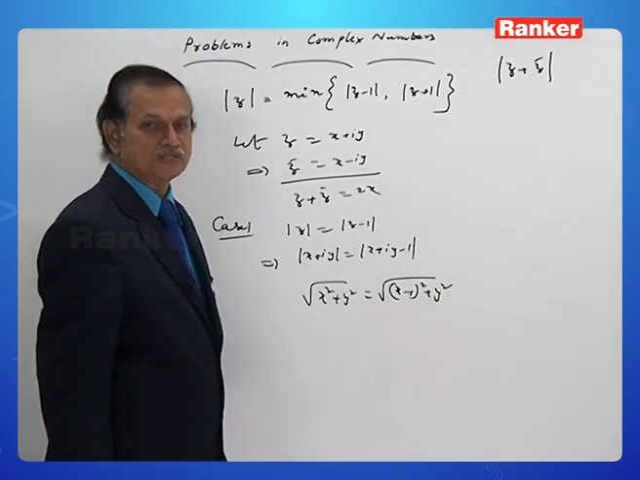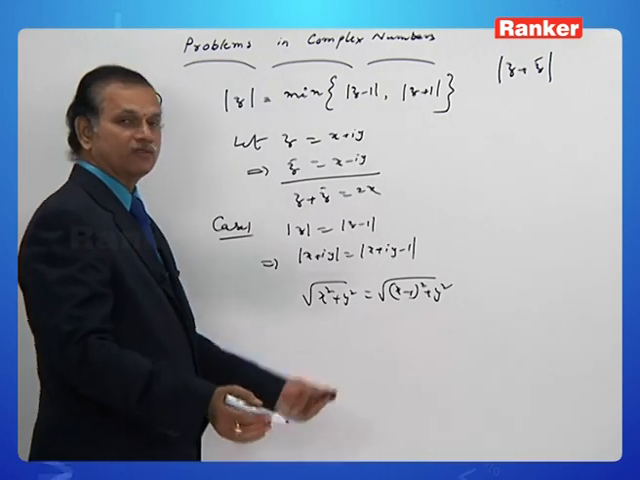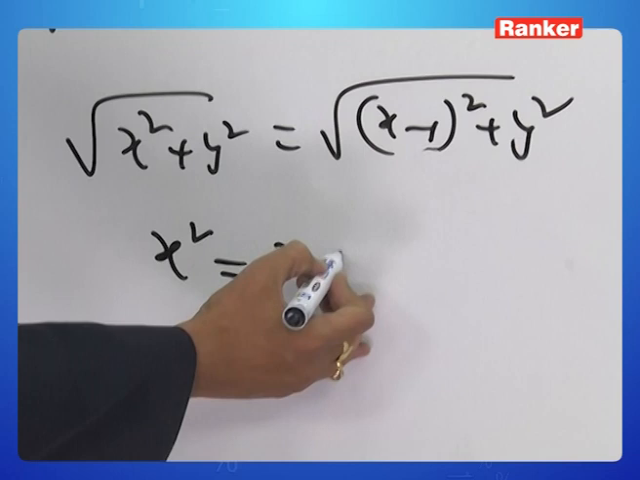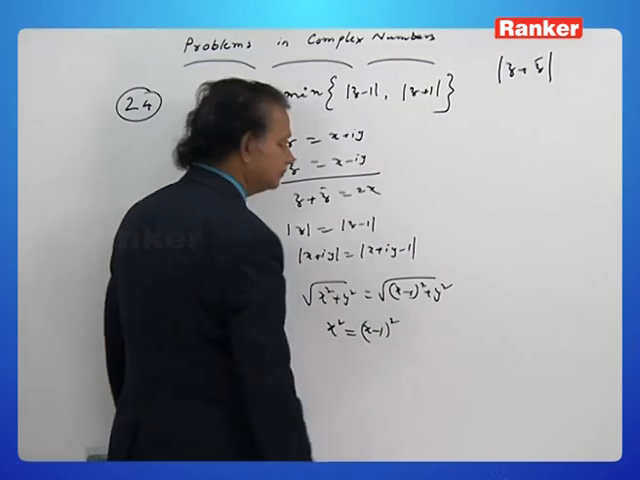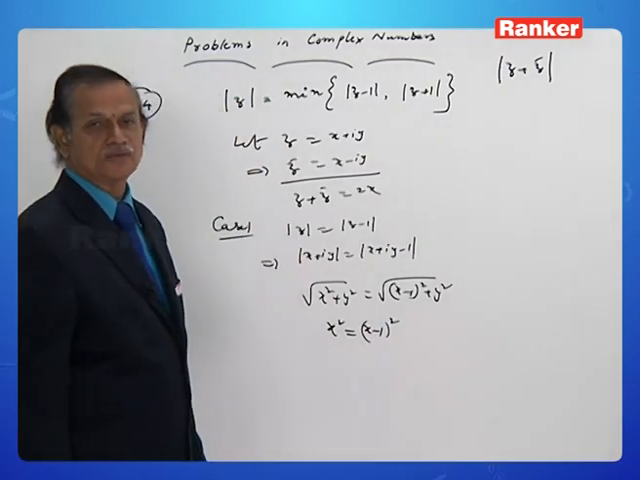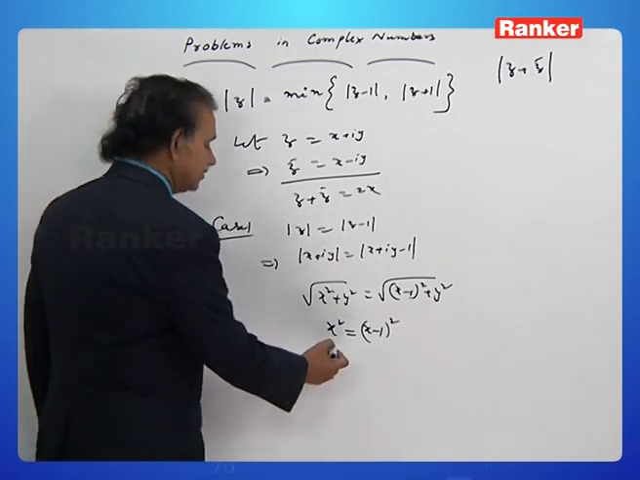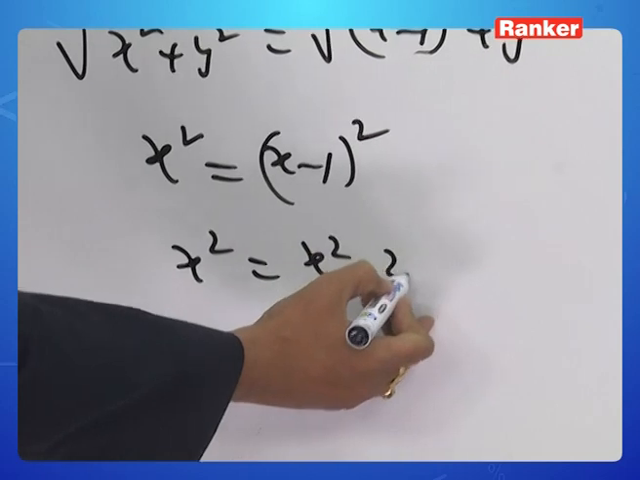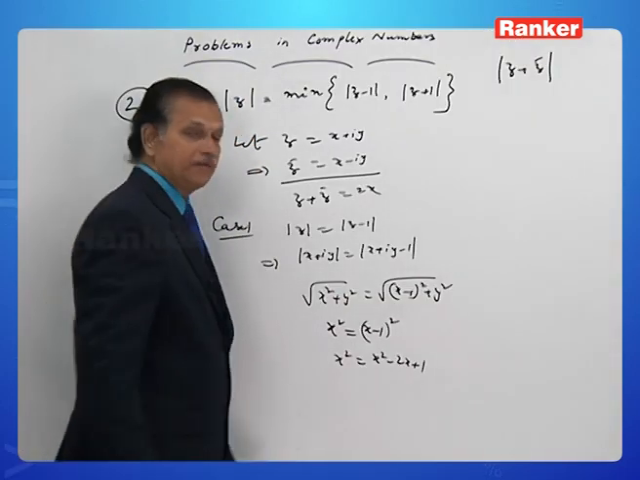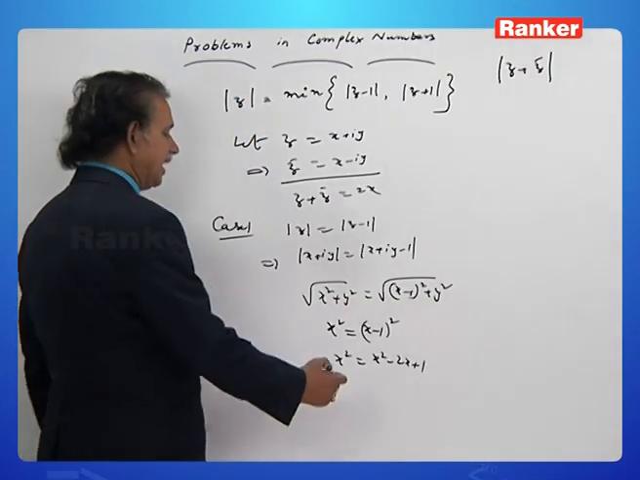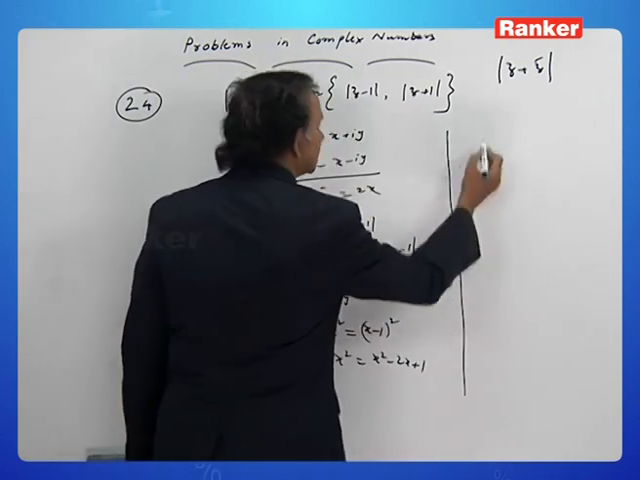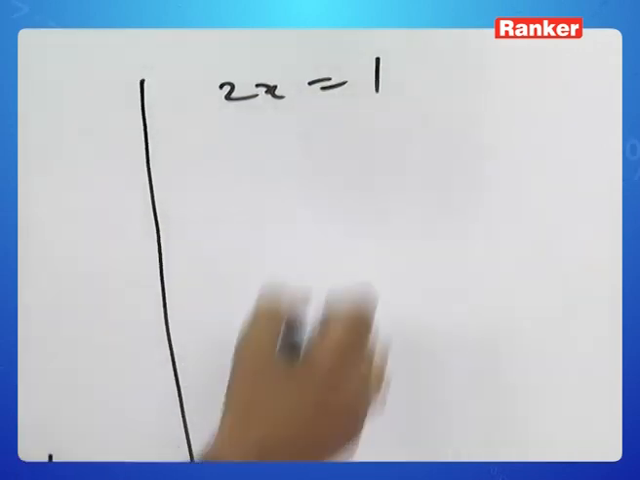If you square on both sides, what happens? Y square will be cancelled, leaving you x square is equal to x minus 1 whole square. That is x square is equal to x square minus 2x plus 1. If you cancel x square, what do you have? Minus 2x plus 1 is equal to 0. That is 2x is equal to 1.